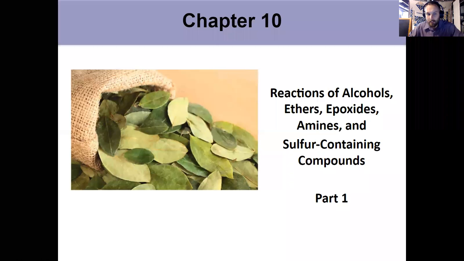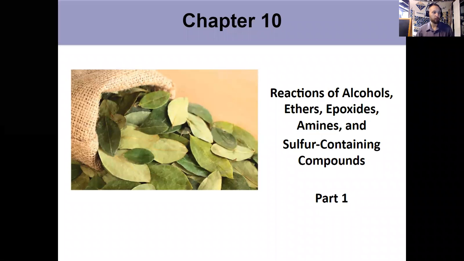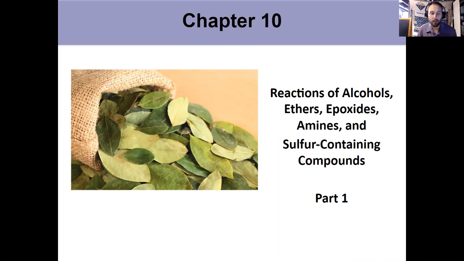Chapter 10 isn't the longest chapter that we will cover this semester, far from it, but it does have quite a bit of material to keep track of, as you can see right there in the title: Reactions of alcohols, ethers, epoxides, amines, and sulfur-containing compounds. It's quite a bit of stuff. So make sure you keep clean, logical notes organized for the chapter.